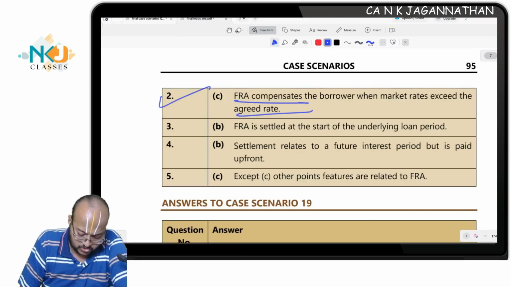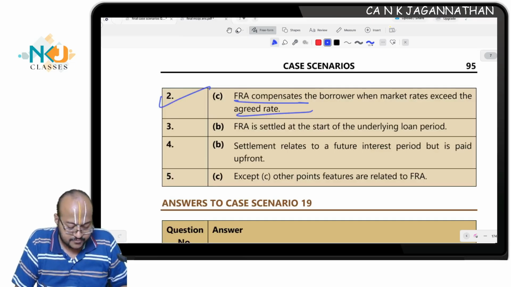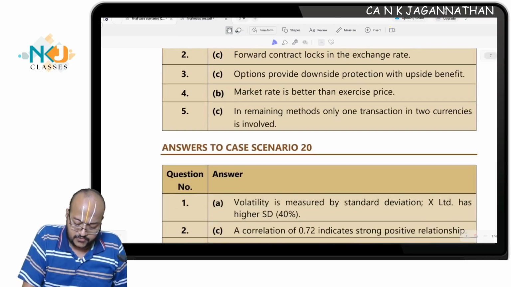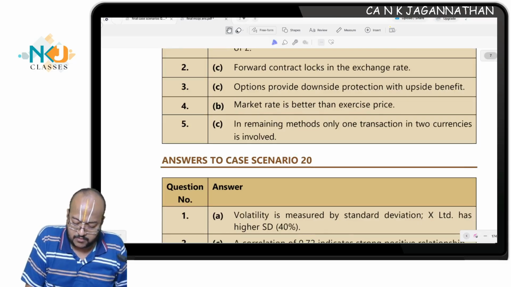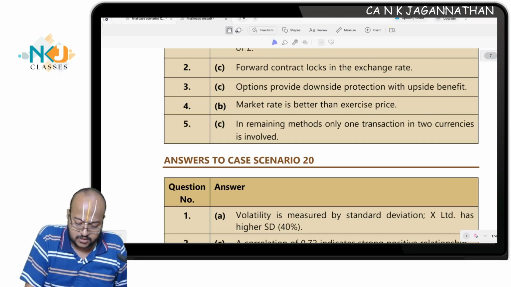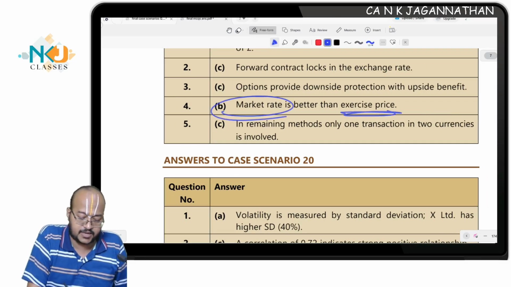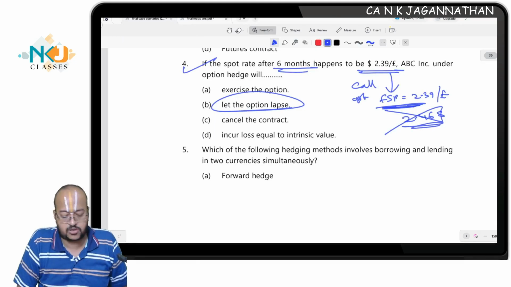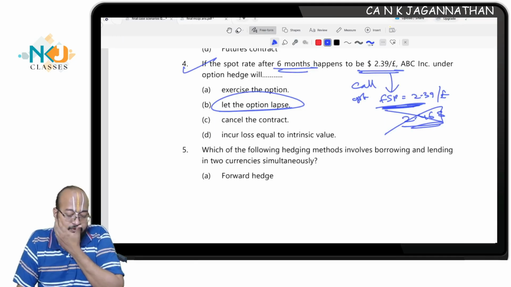I think 4B is the solution. Okay, this is the 4B. The market rate is better than the exercise price, so let the option lapse and you can buy it from the open market.